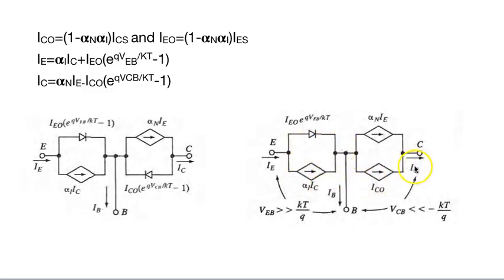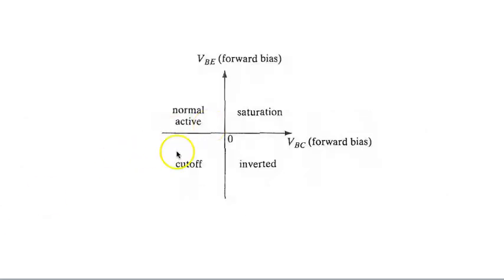This is ICO, the reverse current when the emitter is open circuited. Now let's look at the four different modes. When both regions are forward biased, that is the saturation region. If the emitter to base region is forward biased and the base to collector region is reverse biased, then it's the normal mode.